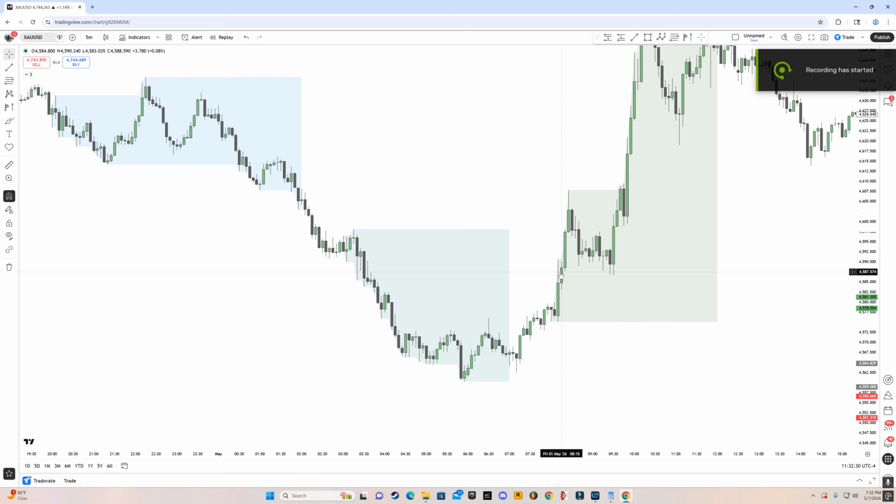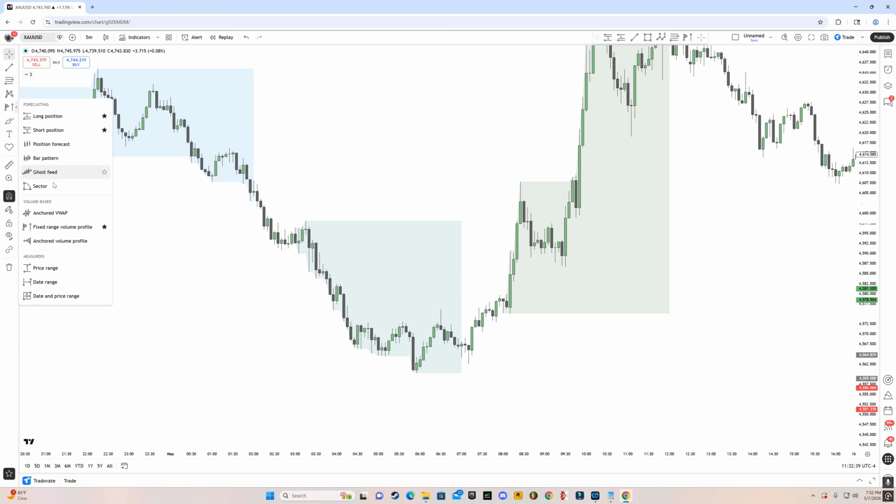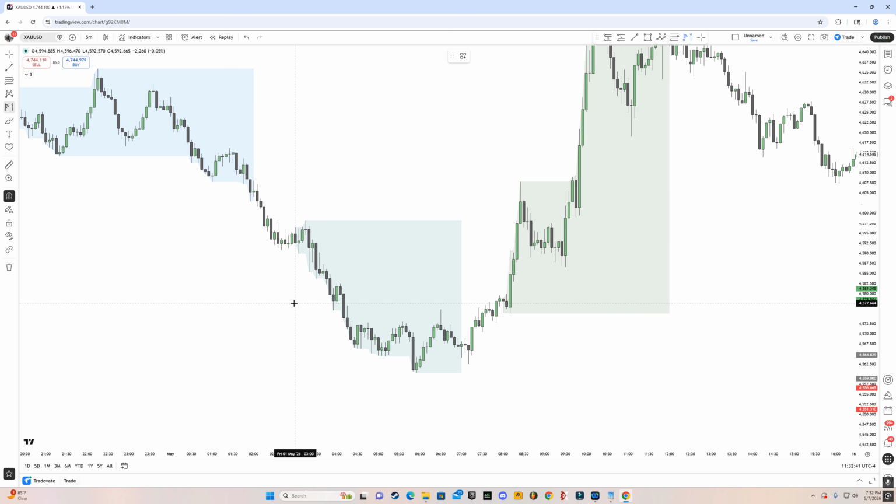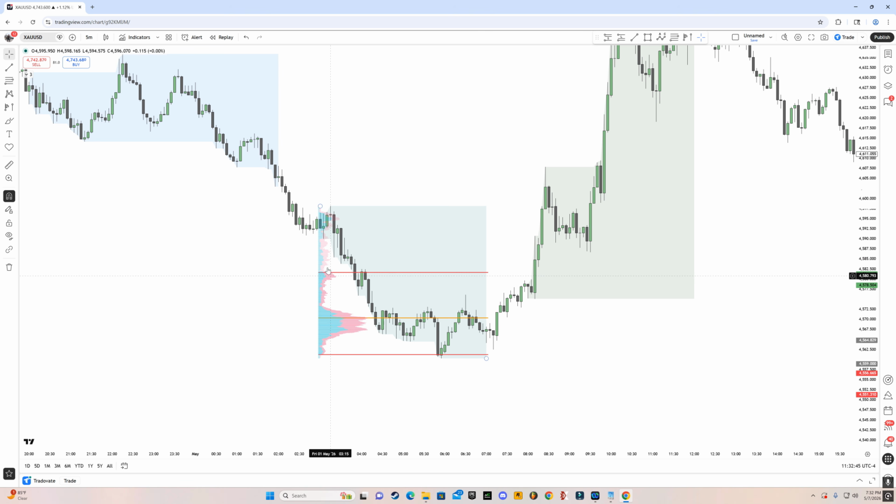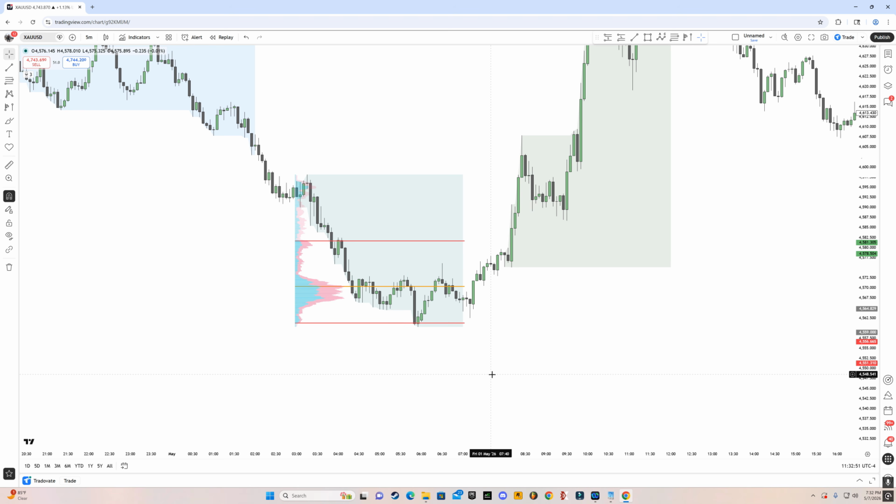All right, guys. So I want to give you another example. And this one, again, is going to be a bit different because I want you guys to have all the tools in your arsenal. Okay? So it's going to be interesting. So let's draw a fixed range volume profile from 3 a.m. till 7. Now, the profile shape is B, okay? Most of the volume is to the downside. So initially, we were expecting that price is going to break out to the downside.